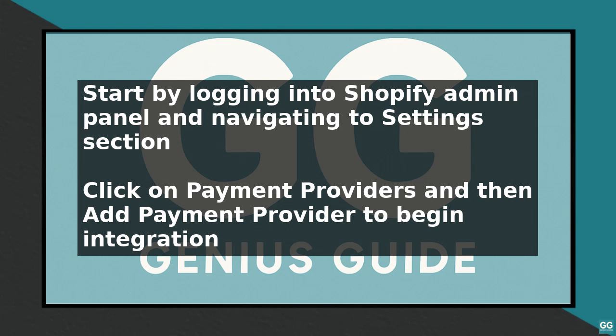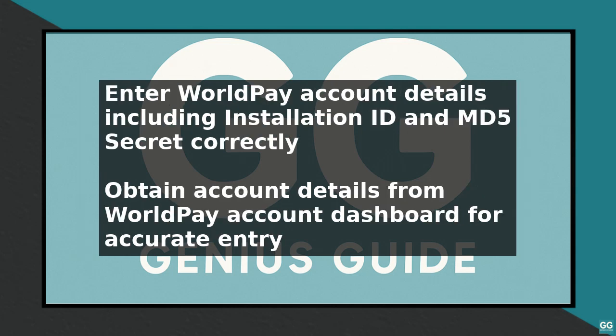Next, configure the payment settings to suit your business needs. You can choose to enable or disable specific payment methods such as credit cards or PayPal. You can also set up payment capture options, which allow you to capture payments immediately or manually.